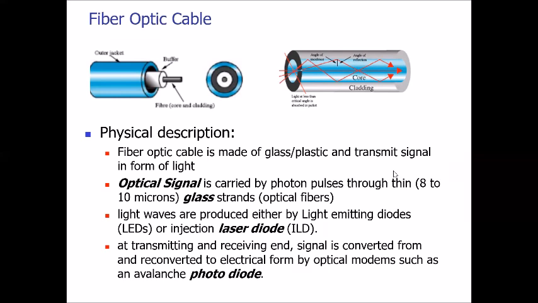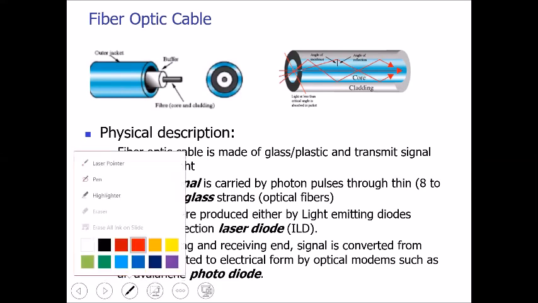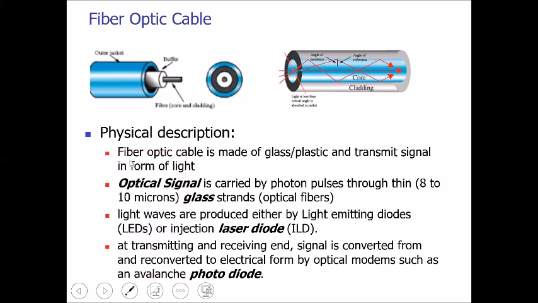So in twisted pair and coaxial cable, the inner conductor was made of copper. Now the fiber optic cable is made of glass or plastic and transmits signal in form of lights. So basically a fiber optic cable, to see the blue region over here, this is the core. The core is made of glass material, and that is surrounded by cladding, which is also made of glass material.